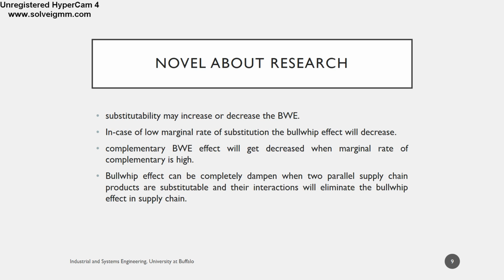A novelty of this research is that two parallel supply chain interactions due to substitutability may increase or decrease the BWE. In case of a low marginal rate of substitution, the Bullwhip effect will decrease. Also, the complementary BWE will decrease when the marginal rate of complementarity is high. The Bullwhip effect can be completely dampened when two parallel supply chain products are substitutable, and their interactions will eliminate the bullwhip effect in the supply chain.